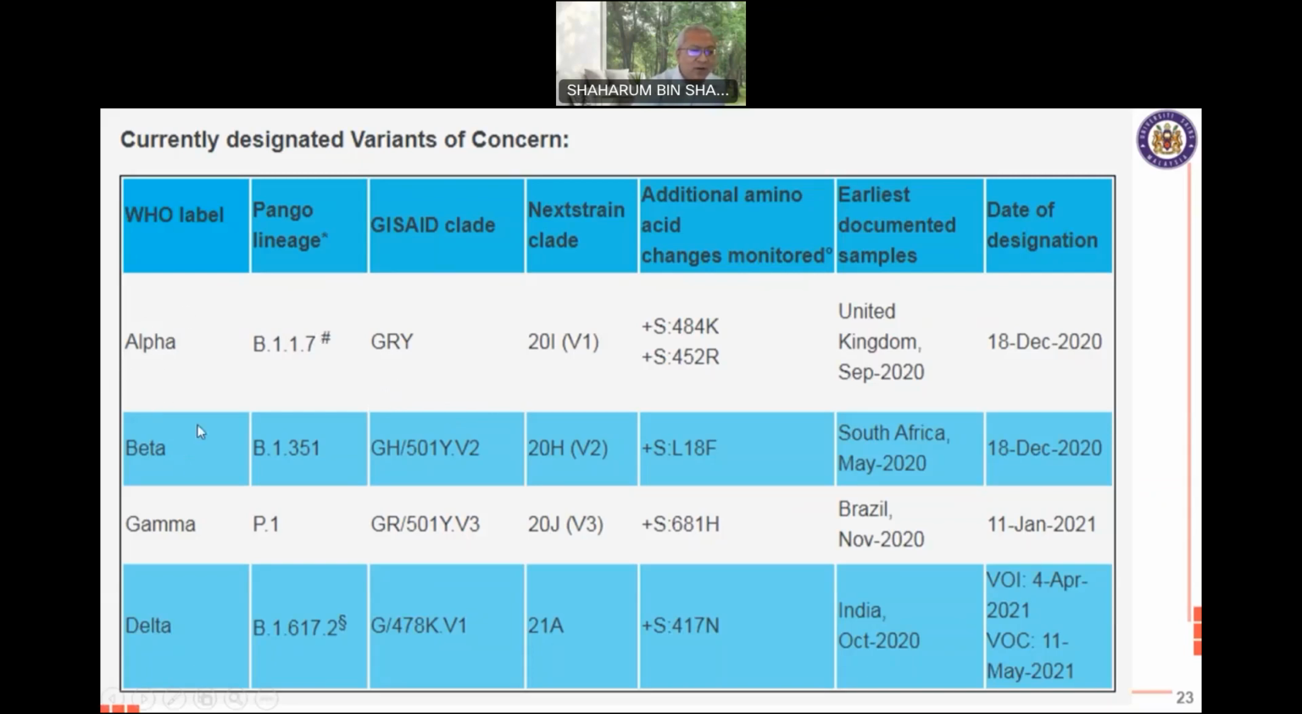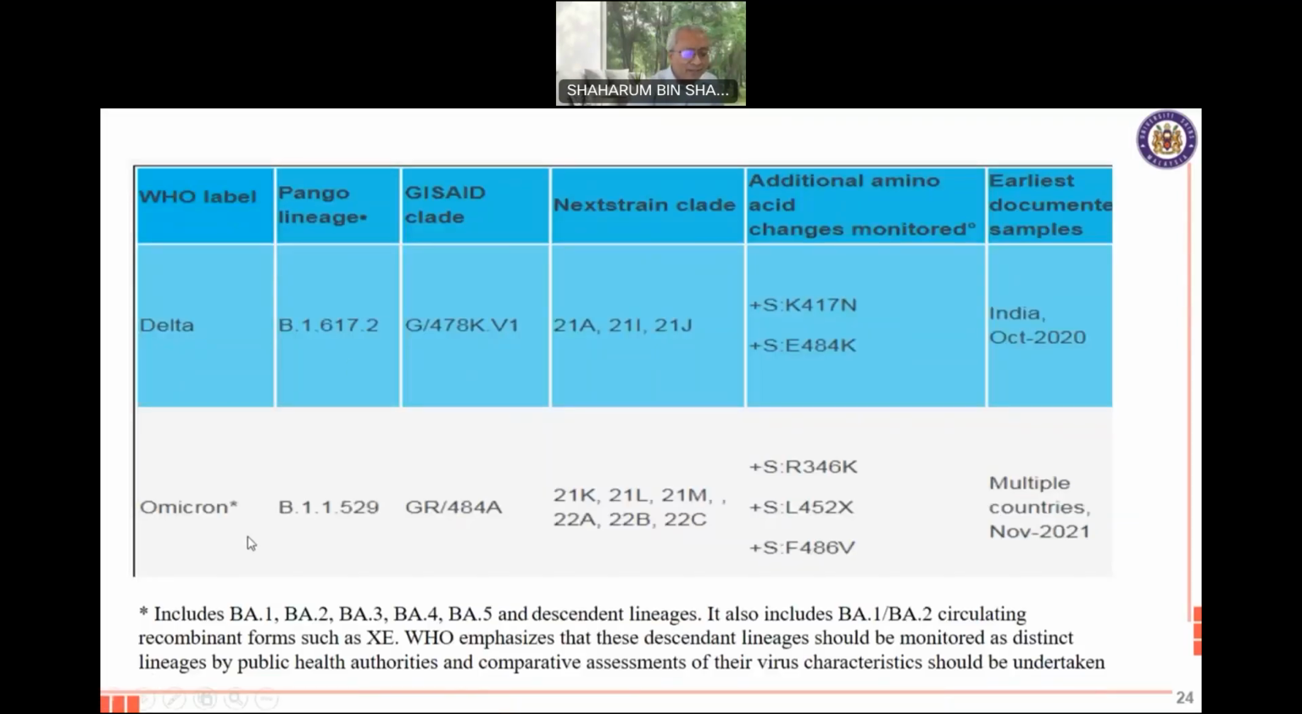The first one is Alpha, which originated in England, in the UK, and the second one is Beta, which originated from South Africa, then Gamma from Brazil, and also Delta, which originated from India. If you still remember, in the middle of 2020, people were shocked by the severely fatal Delta variant in India. And then you have the latest one, the one that is now dominant in the world, the Omicron.